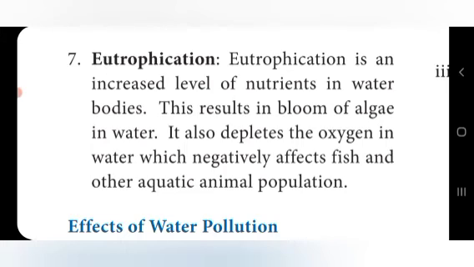Eutrophication. Eutrophication is an increased level of nutrients in water bodies. This results in a bloom of algae in the water. It also depletes the oxygen in the water, which negatively affects fish and other aquatic animals. So if the nutrients in the water bodies increase, algae will bloom in the water, depleting the oxygen level and negatively affecting the fish and other aquatic animals.